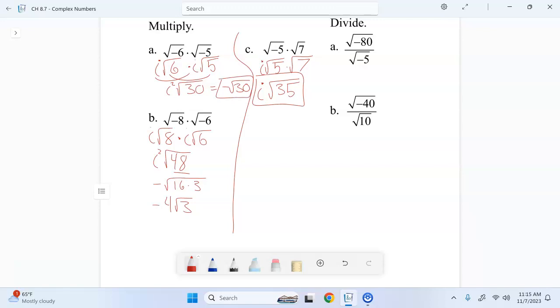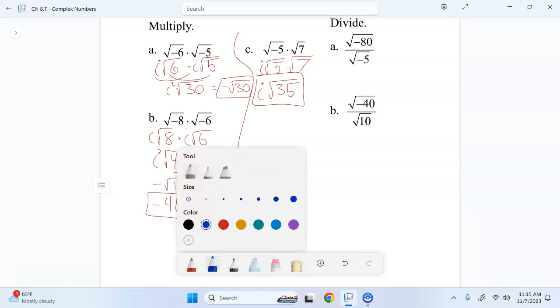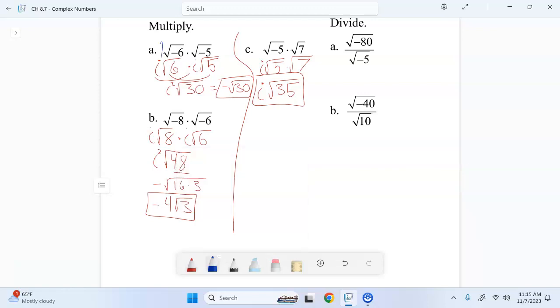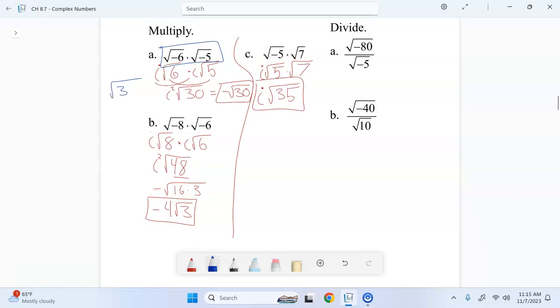So there's our 3 solutions for A, B, and C. Write it in terms of i first before you multiply. Let me show you what happens if you don't. If you just go to multiply the square root of negative 6 times the square root of negative 5, what's negative 6 times negative 5? Positive 30, right? So we get the square root of 30.